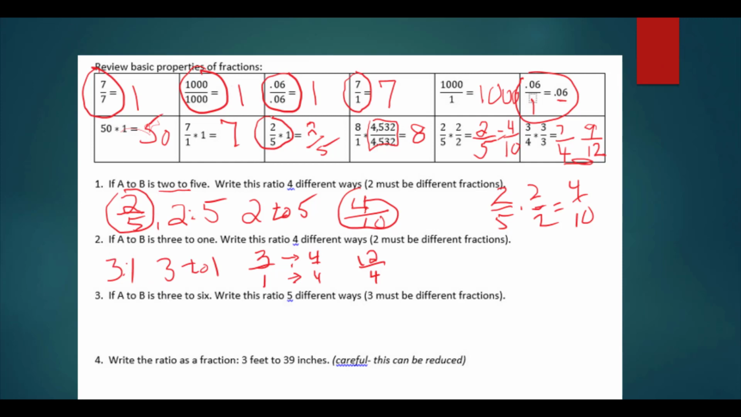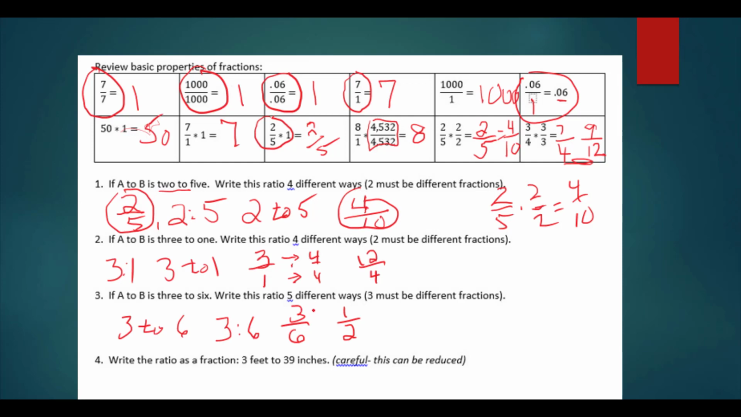So this one I can write in different ways. It's 3 to 6. So I could write 3 to 6. I can write 3:6, or I can write 3 fraction bar 6. So there's 3 ways. You might notice that I can reduce this, hopefully understand that, and that would be 1/2.